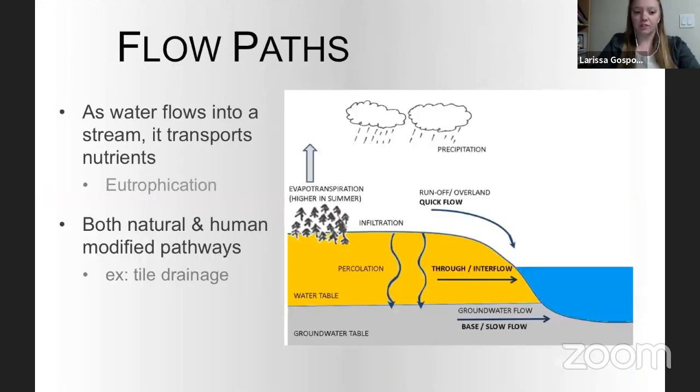So in the field of hydrology, we're all aware that as water moves through a catchment, it transports nutrients along with it, and this has implications for the body of water that receives it. So eutrophication is one of those implications. There's both natural and human-modified pathways that alter the amount of time that water spends on the land. An example of this is tile drainage, which acts to quickly remove water from the land, preventing pooling of water. So the image on the right side there is the different pathways that we're all familiar with.